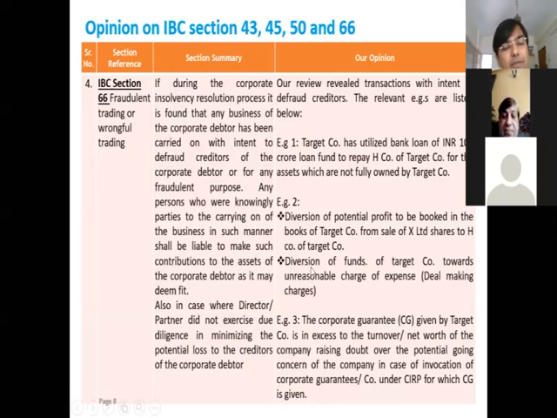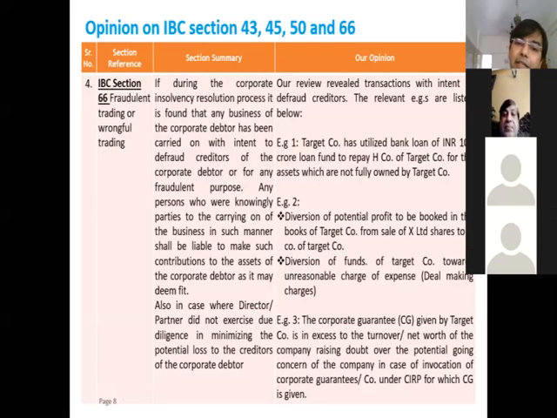Here I'll share one very classic example. There is one target company, a defaulter company, where we have observed that the amount he has borrowed as a loan, say 100 CR, he has given to the holding company, because the holding company was sitting as his operational creditor and he has to pay him.